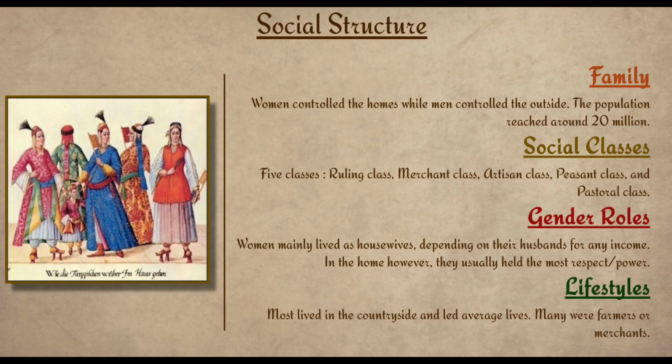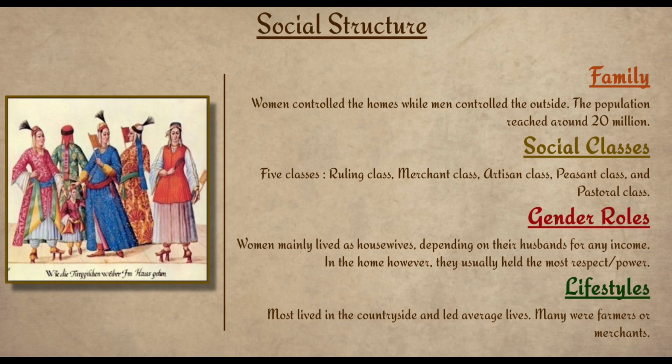In the Ottoman Empire, families had defined roles. The women were the leaders of the household, and the men took care of everything else, such as bringing in an income to the family. Most people resided in the countryside and led average lives as farmers or merchants. Social hierarchy was very present in the Ottoman Empire.